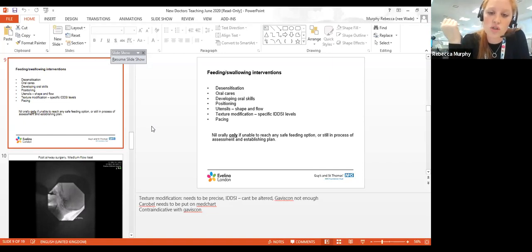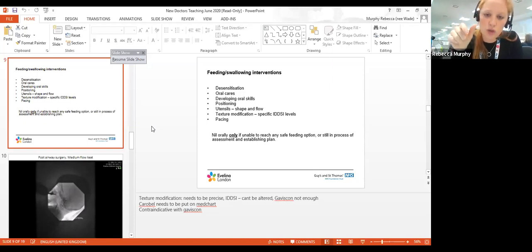And then we also have texture modification. On the neonatal unit, we use Cow & Gate, as it's the only one that's licensed for under ones. It's worth saying that some people say, oh, they've got Gaviscon in their feed and it's already thick. Gaviscon isn't enough. It quite often needs to be thicker than that. The IDDSI is an international classification that looks at the different consistencies, and it goes from 1 all the way up to 7. We quite often start on 1 with our infants and work up from there.